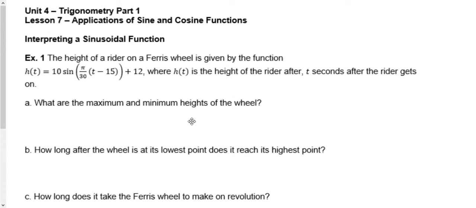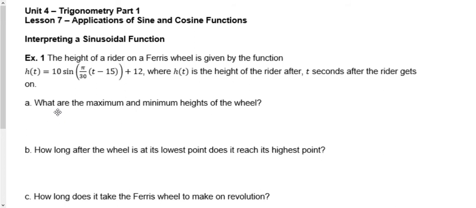The very first word problem we have is the height of a rider on a Ferris wheel given by this function. Notice here we have a pi in our function, so automatically I'm thinking radians for mode, where h(t) is the height of the rider t seconds after the rider gets on.